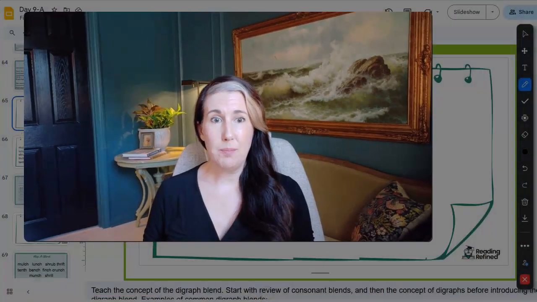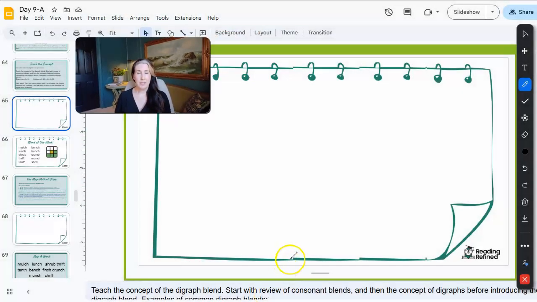For Unit 9, we're going to be covering two concepts. We're going to be talking about the digraph blend and then also the R-controlled vowel er. All right, let's jump in and we'll start with the digraph blend.